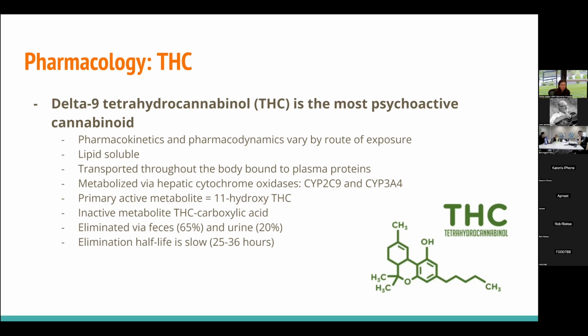Its inactive metabolite is THC carboxylic acid. It's eliminated primarily in the feces, about 65%, and urine 20%, and has a really long elimination half-life of anywhere from 25 to 36 hours. It's felt that this slower elimination half-life is due to slow release from lipid storage compartments and having to go through the enterohepatic circulation.